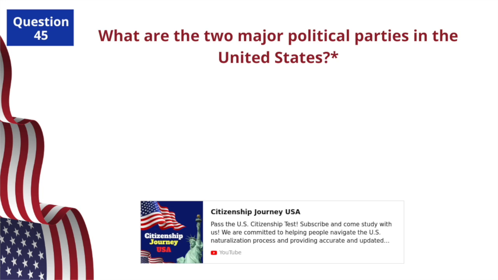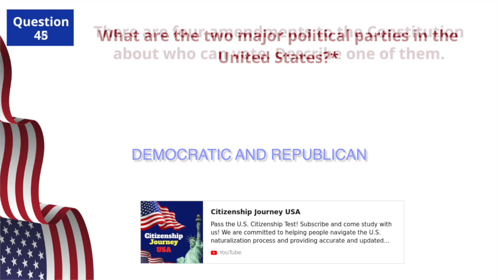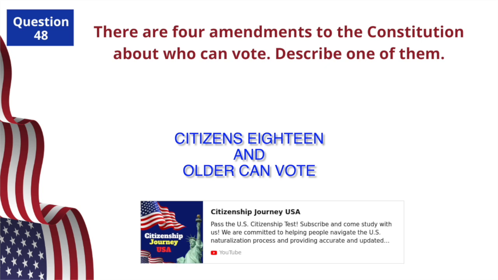What are the two major political parties in the United States? Democratic and Republican. There are 4 amendments to the Constitution about who can vote. Describe one of them. Citizens 18 and older can vote.